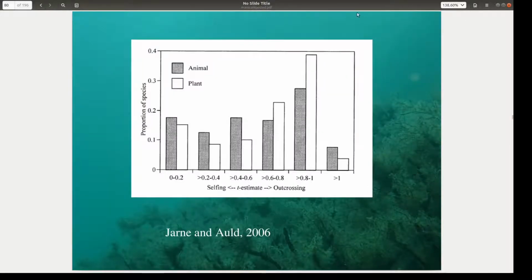And here's a large study combining animal and plant species for which the outcrossing rate has been estimated, and this is a histogram. So what is this? Selfing at this end. This is the t estimate, so this is the outcrossing rate. So these are the selfing species. These are the outcrossing species.